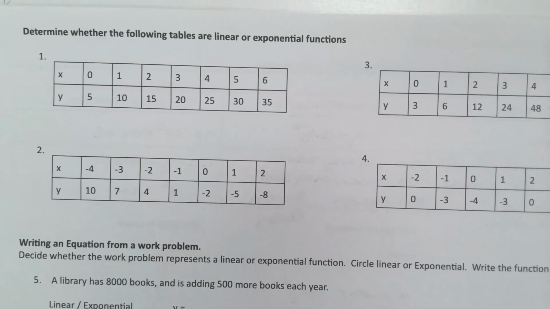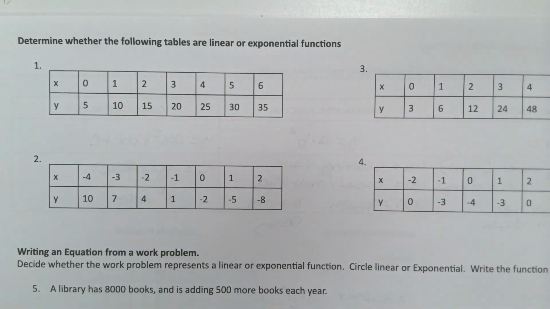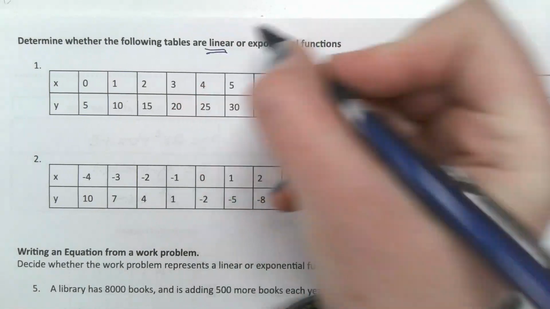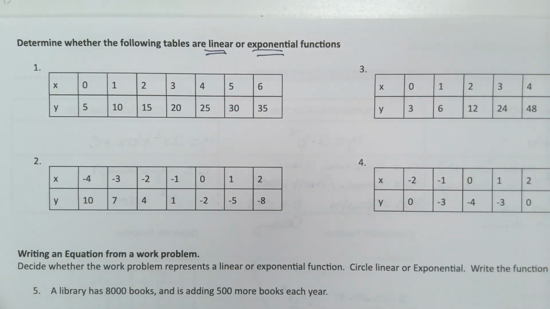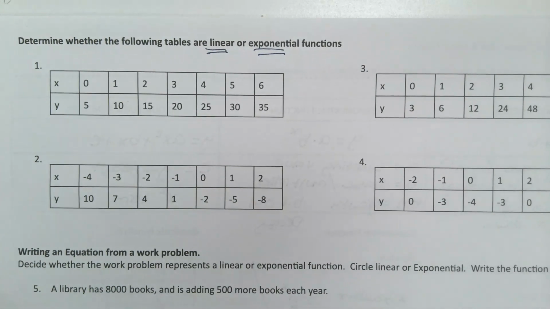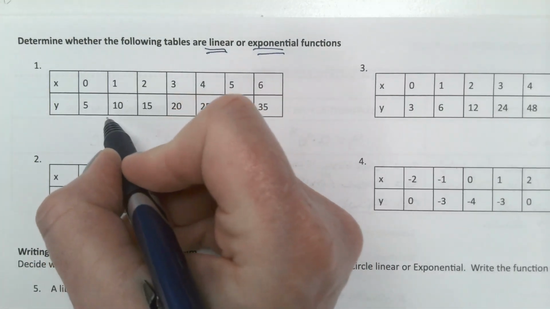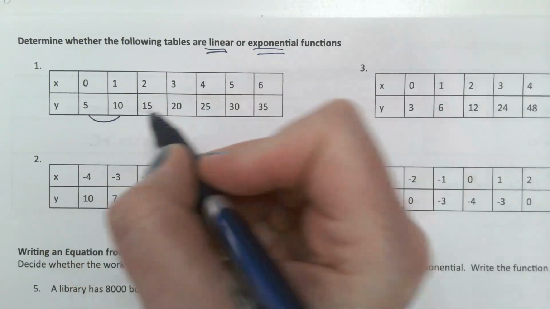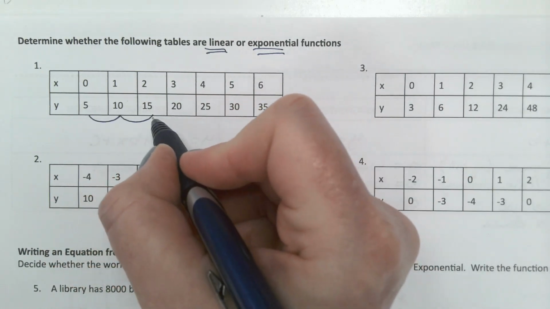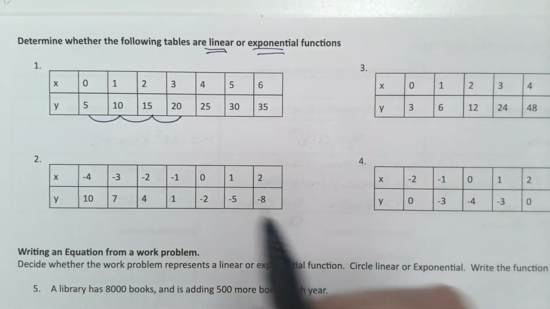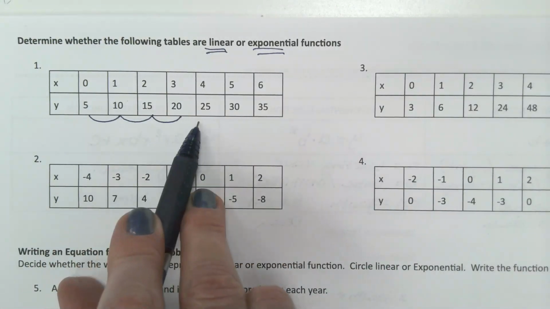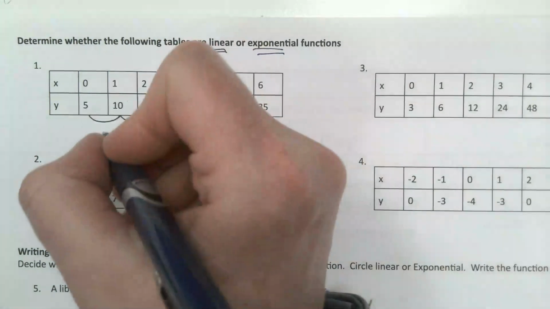So I have these 4 different tables of values, and you have to figure out, is this linear or is this exponential? And so for all of these, it's all about what does the y value do? So when I go from 5 to 10, 10 to 15, 15 to 20, etc., what is the pattern here? How do I go from one number to the next? Add 5. Add 5.